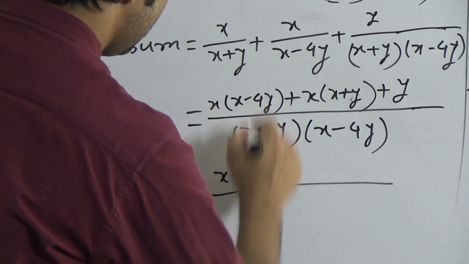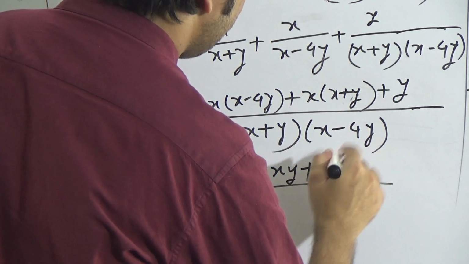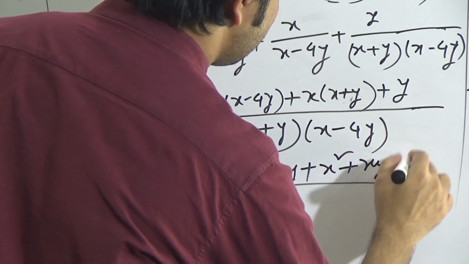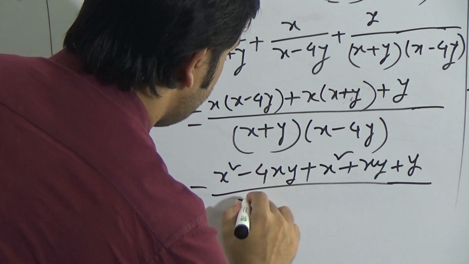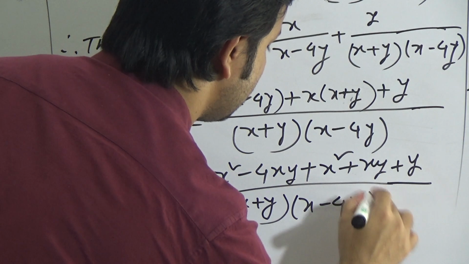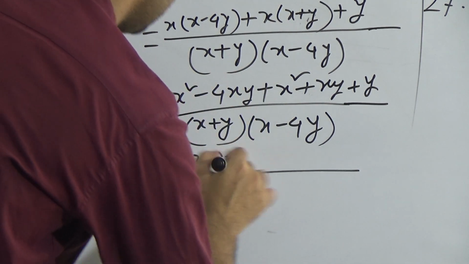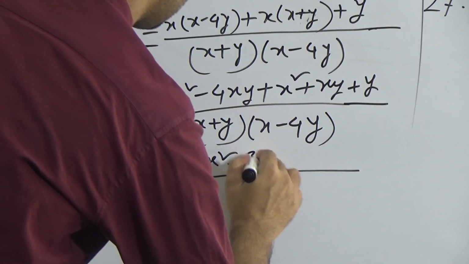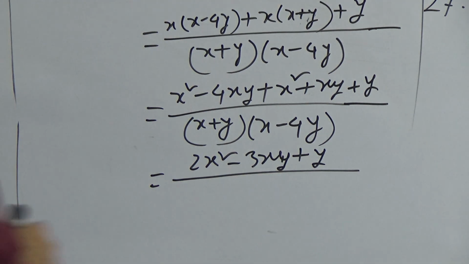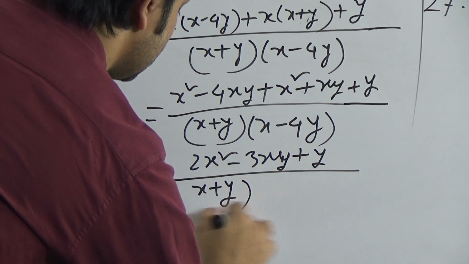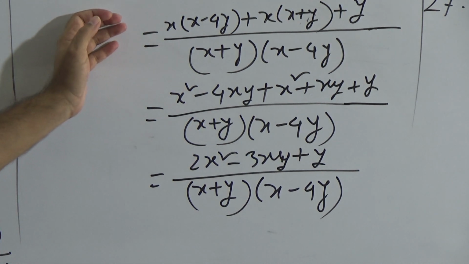Now multiply: this is x square minus 4xy plus x square plus xy plus y, over x plus y into x minus 4y. Okay, now calculate: x square and x square is 2x square here, minus 4xy and plus xy. It means minus 3xy. If we calculate, we will get here, and here is y. So we can write x plus y into x minus 4y. This is our required sum of question C.